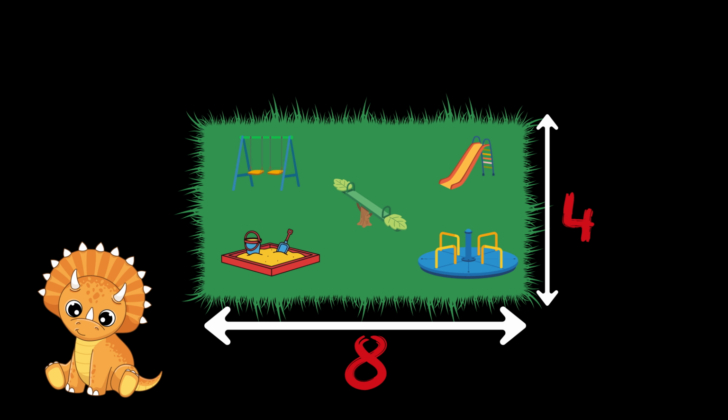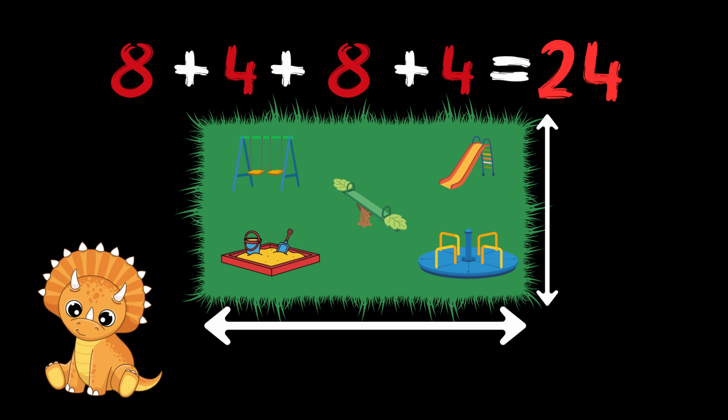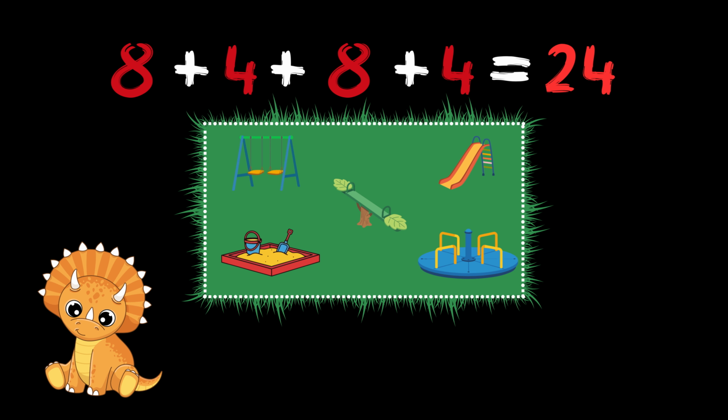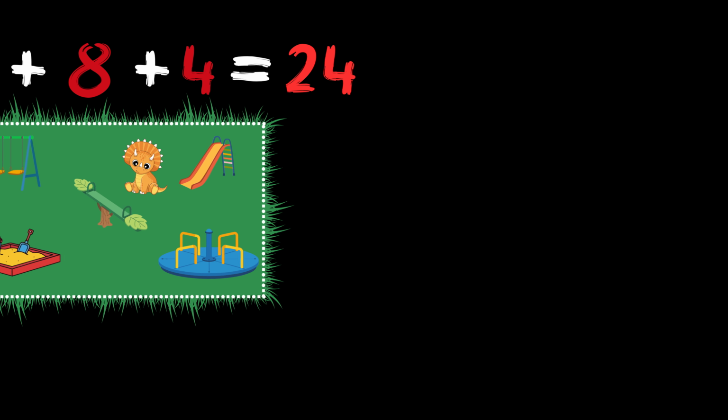Let's add up all the sides together. 8 plus 4 plus 8 plus 4, which adds up to 24. The perimeter is 24 feet. The baby dino needs 24 feet of fencing for his playground so he can play safely.